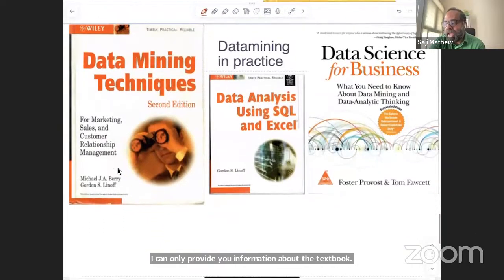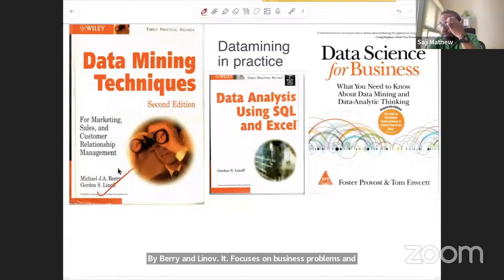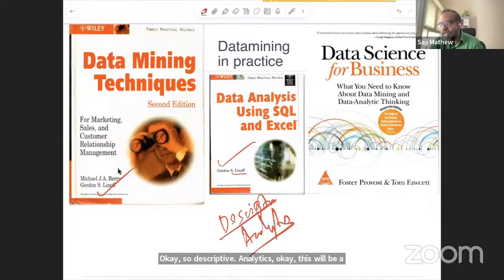And some other readings that may actually help you. I've given the cover pictures of these books. Data Mining Techniques is a very practical book by Berry and Linoff. It focuses on business problems and much less on algorithms. This is really good for text, descriptive analytics, and also for queries, OLAP, online analytical processing, and for visualization. So for descriptive analytics, this will be a good book for structured data. It doesn't deal with unstructured or big data.